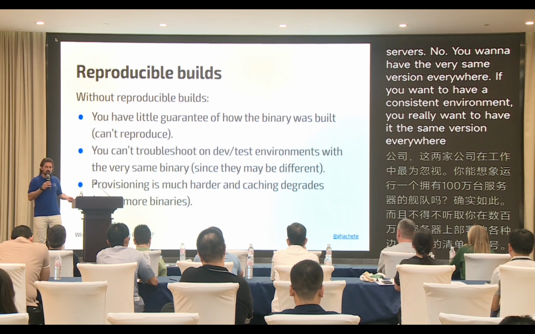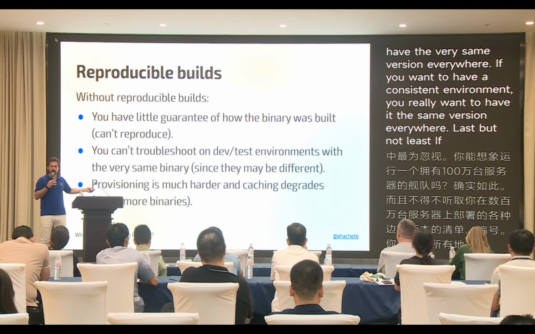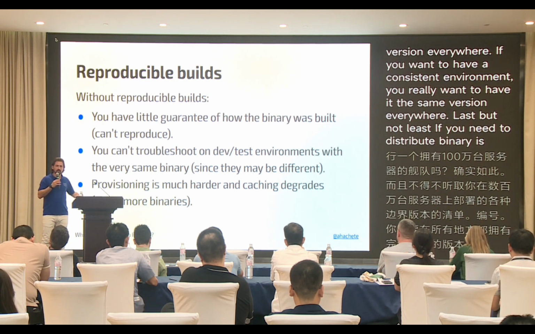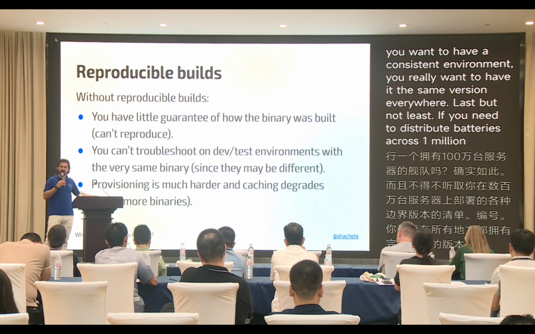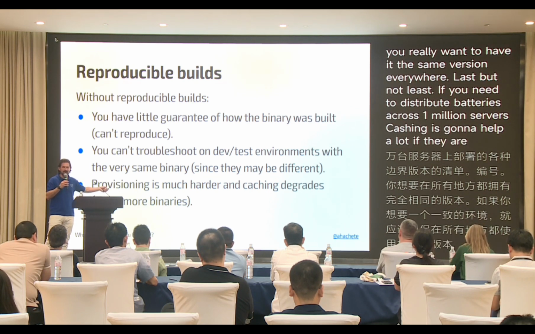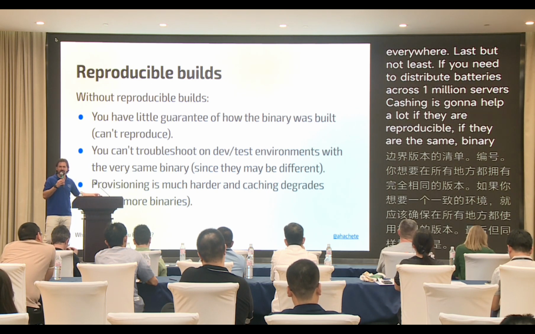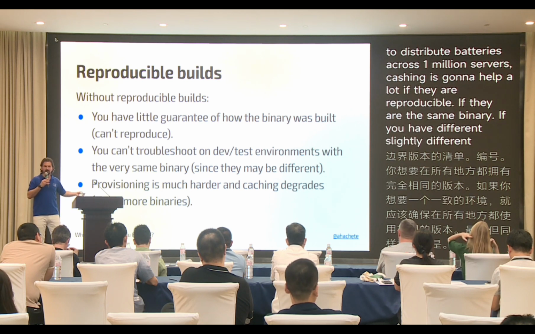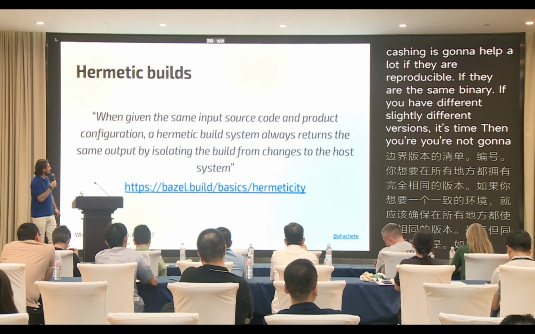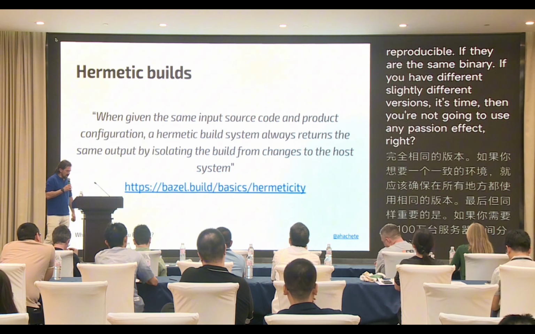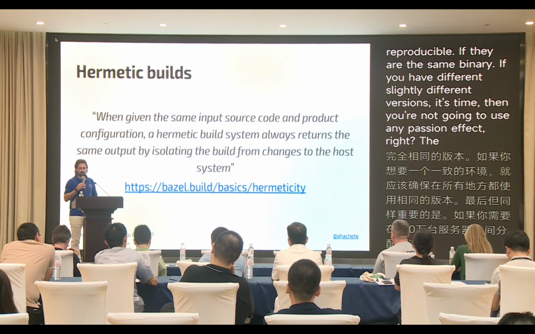And last but not least, if you need to distribute binaries across 1 million servers, caching is going to help a lot if they are reproducible, if they are the same binaries. If you have slightly different versions each time, then you're not going to get any caching effects, right? So, let's dive even more into this topic.